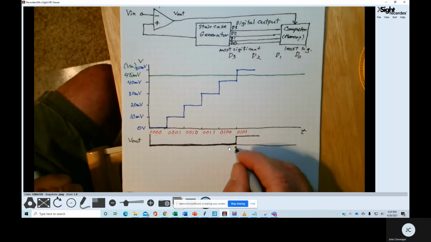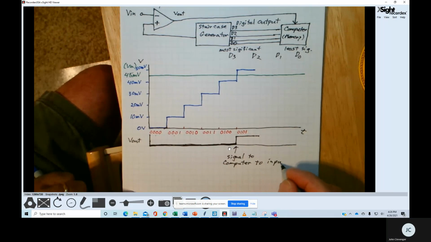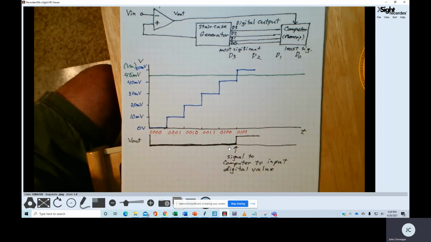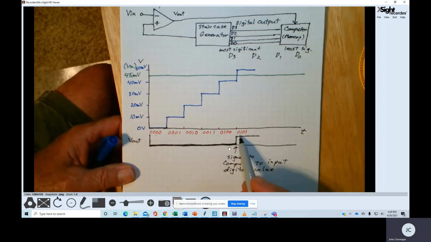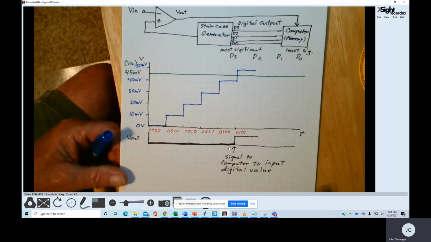And this is our signal to the computer to input that digital number or digital value. So the number that's input to our computer, 0, 1, 0, 1, will be stored in memory. That information can be later sent to the display unit. We can transmit it. We can do whatever we need to do with our computer system.